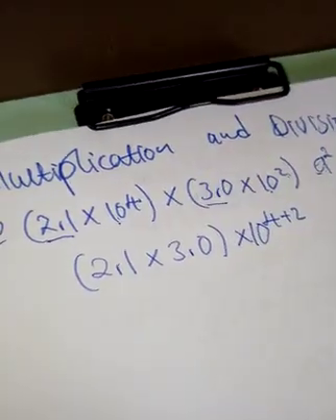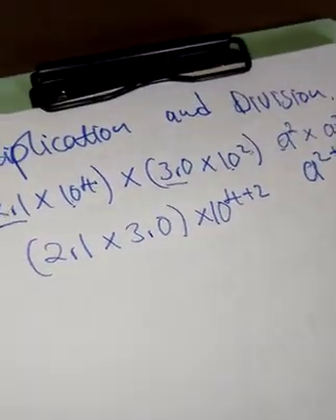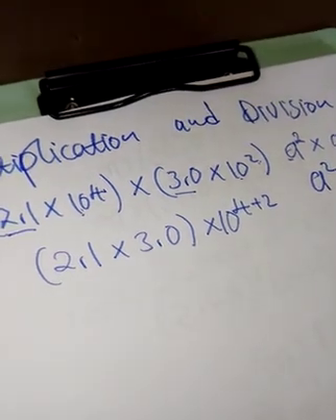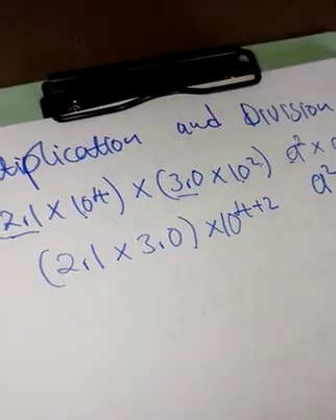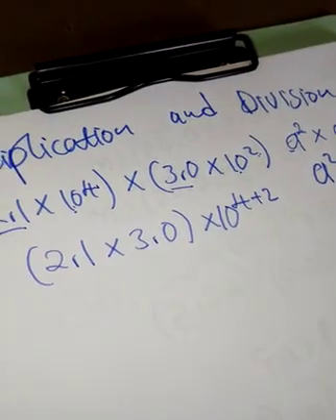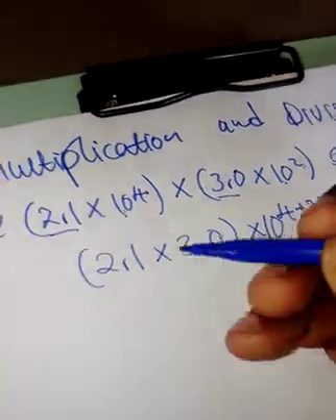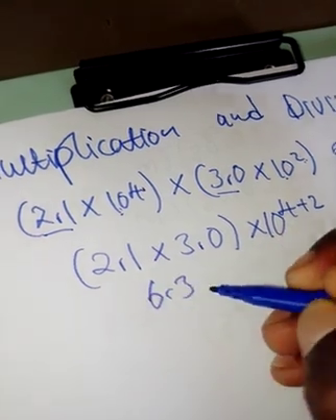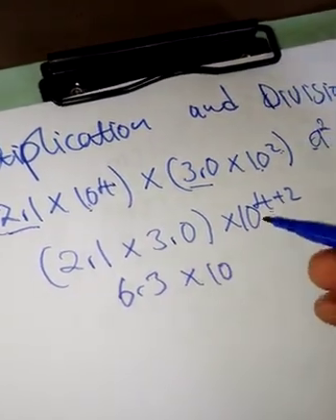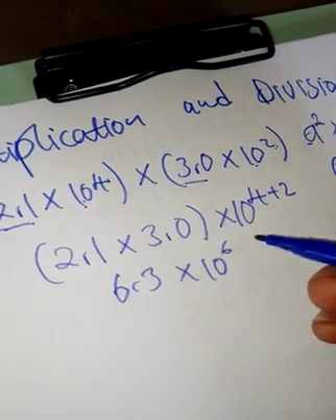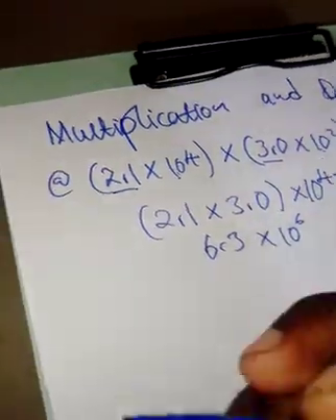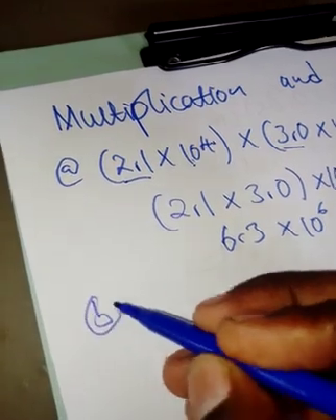So let's multiply. What is 2.1 times 3? 2.1 multiplied by 3, we are getting 6.3. So 6.3 times 10 to the power 4 plus 2, that's 6. That's it. Okay, we move on to B.